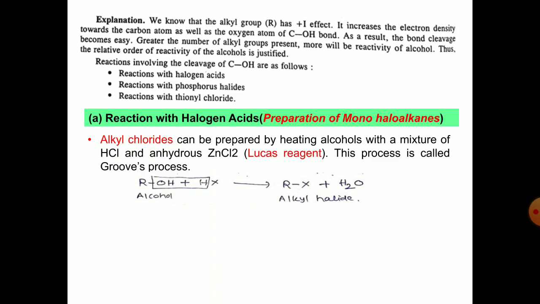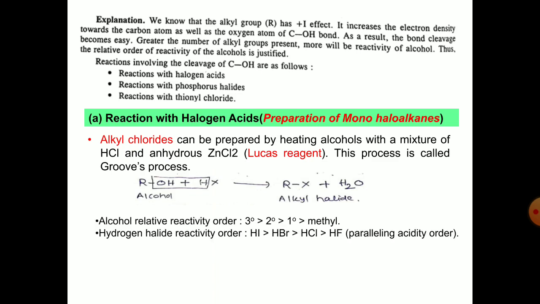Here ROH plus HX gives rise to RX plus water. Here OH is directly broken. I have just given you by giving a bracket. Here OH of alcohol and H of acid will combine together to give water, and R and X combine to give alkyl halide. The alcohol relative reactivity order is 3 degree greater than 2 degree greater than 1 degree greater than methyl, what I have already told you. Hydrogen halides reactivity order: HI greater than HBr, greater than HCl, greater than HF.